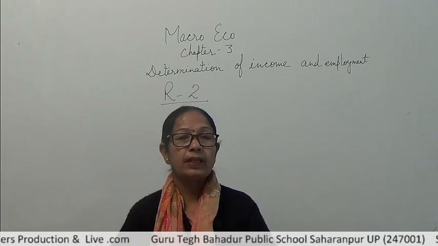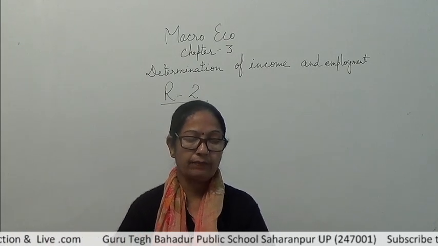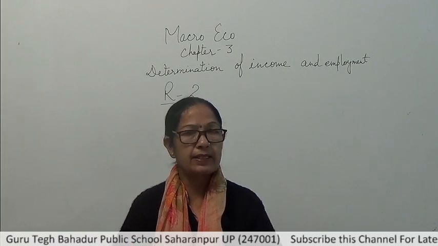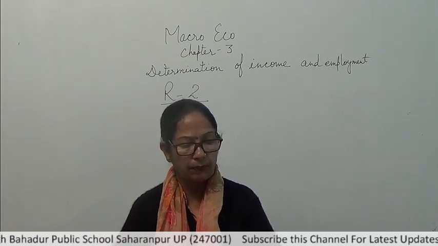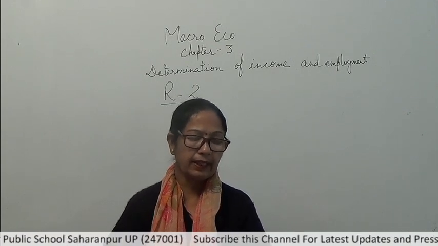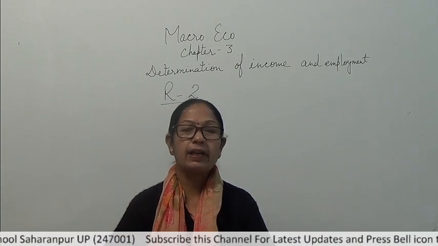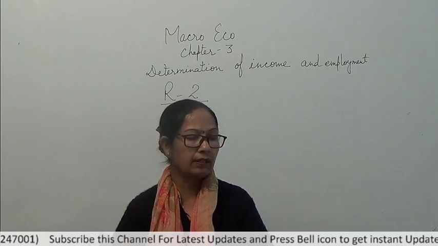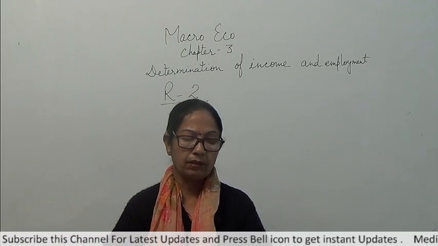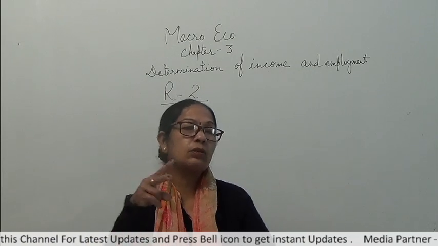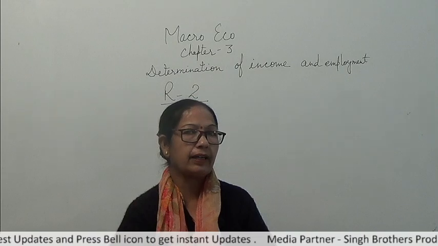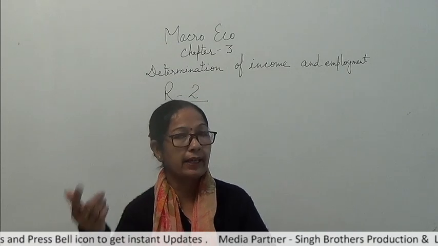Then realized saving, it is the actual amount of saving that takes place at the end of the period. And ex-ante saving, the saving which households desire to make in the economy at different levels of income during a period of time. So there are two related terms, ex-ante and realized. Ex-ante is just planned and realized is whatever we get in actual.